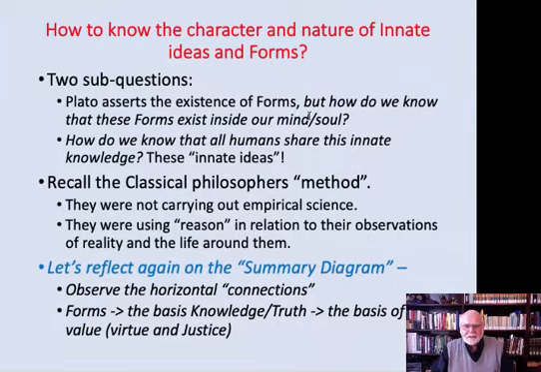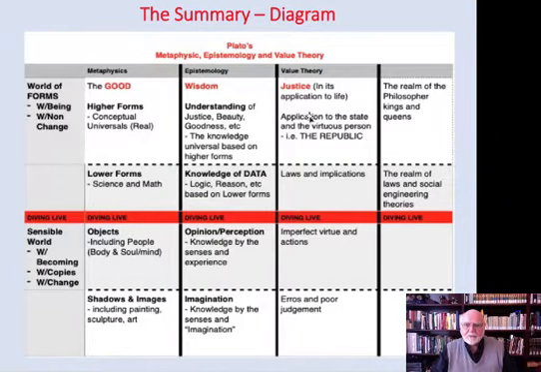pause and remind ourselves of the summary diagram we gave you when we were talking about metaphysics. You will see this is the same diagram, and just like the worksheet, it has the three columns: metaphysics on the left, epistemology in the centre, and value theory on the right. And you will notice that the three columns are divided in half by the red line called the dividing line.